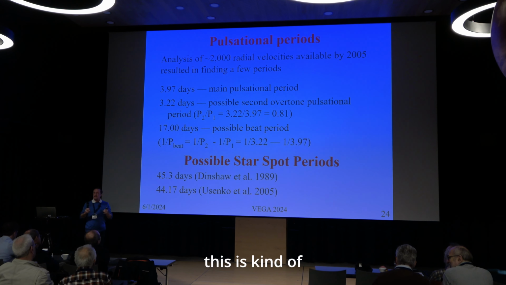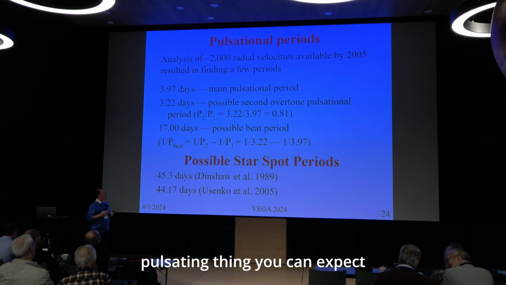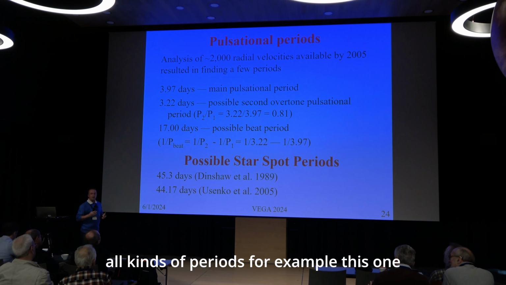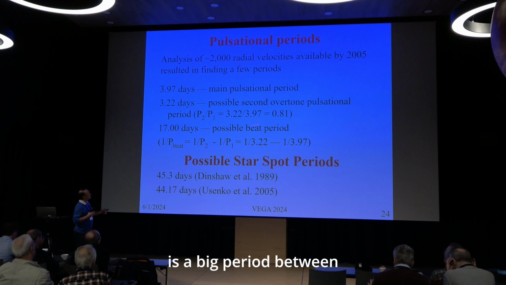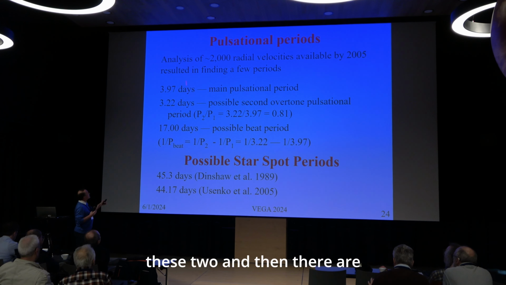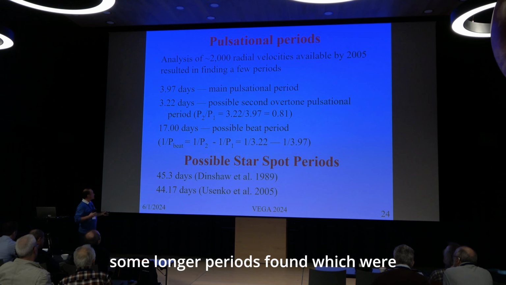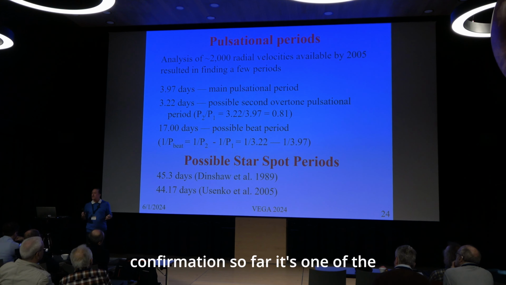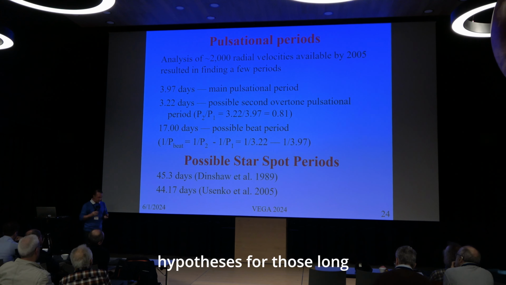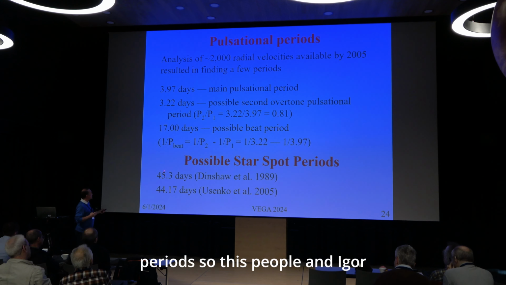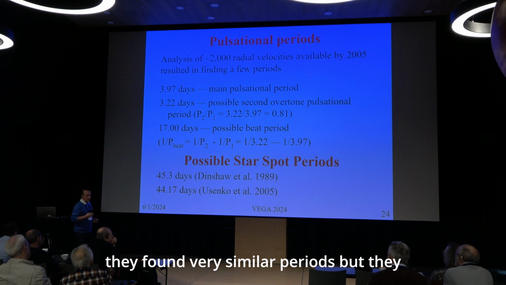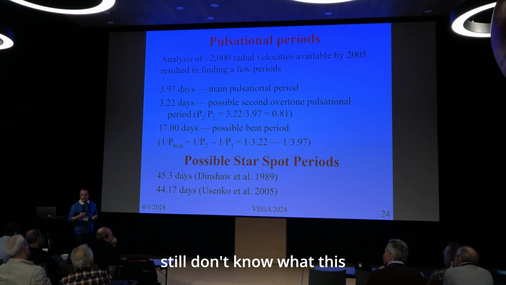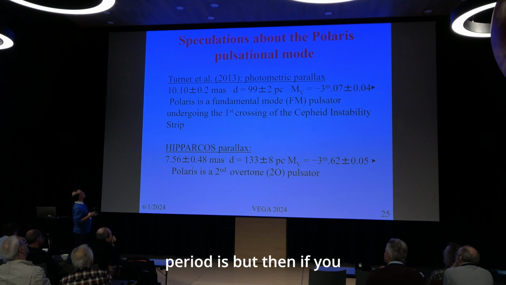Because this is a pulsating star, you can expect all kinds of periods. For example, this one is a beat period between these two. And then there are some longer periods found which were attributed to some spots on the surface, but there is no confirmation so far. It's one of the hypotheses for those long periods. So these people and Igor found very similar periods, but we still don't know what this period is about.